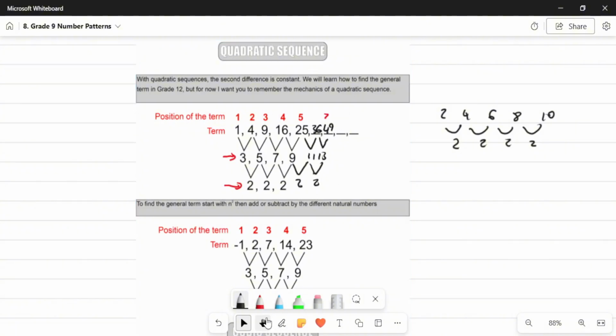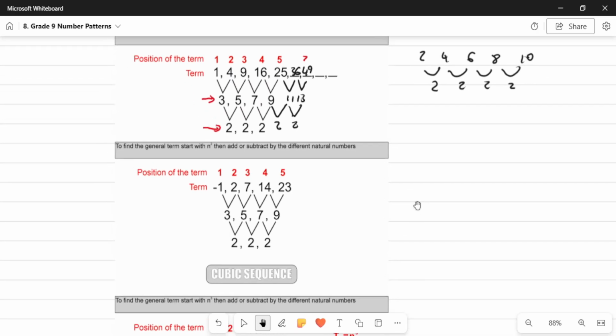Now let's say they want you to find the general term, the 100th term. You'll most probably be given a question of this nature. To find the general term, start with n squared, then add or subtract the different natural numbers. For example, I'll start off with n squared. Tn is equal to n squared. If I put in 1, 1 squared is 1. But what do I have in the sequence? I have minus 1. So it'll be n squared minus 2. Why? Because when I put in 1, I get 1, but in the sequence I have minus 1. So I have to subtract 2 from 1 to get minus 1.